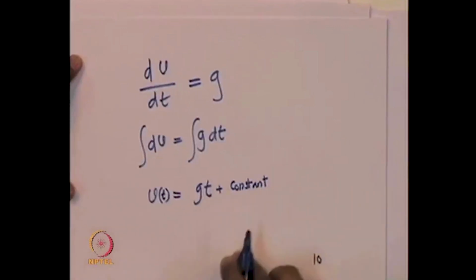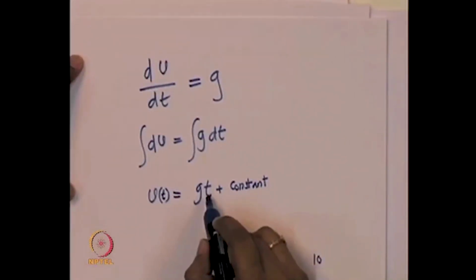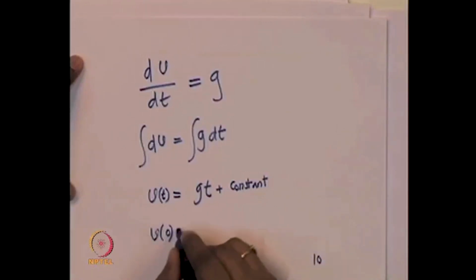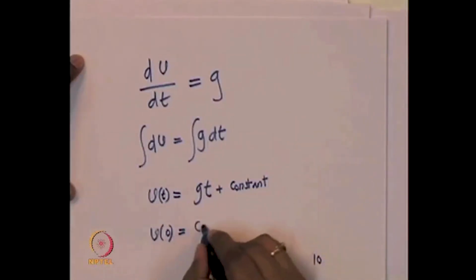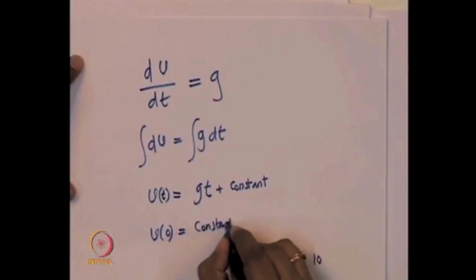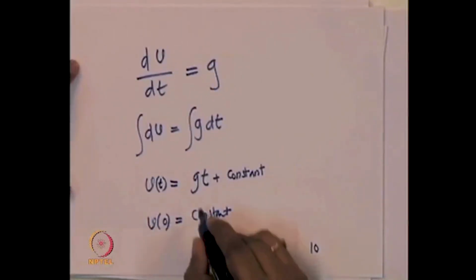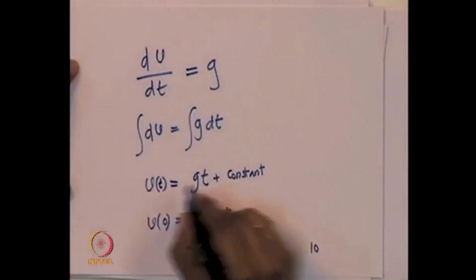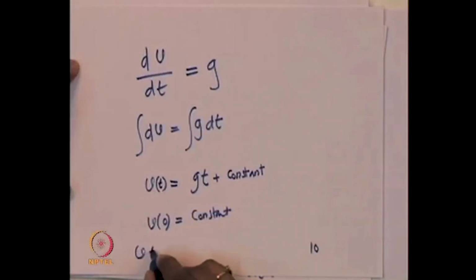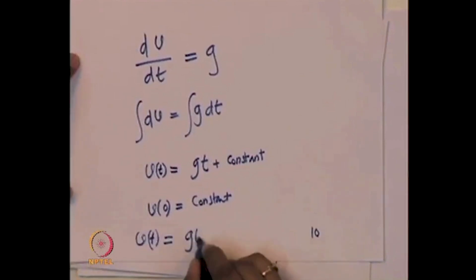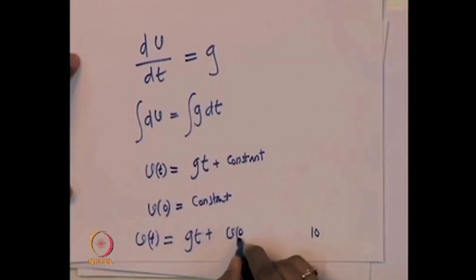Now, how do we calculate this constant? Put time equal to 0. At time equal to 0, V of 0, that is V at time equal to 0, is this constant. So essentially, you substitute this back in the above equation, and then you get V of t is equal to g t plus V of 0.